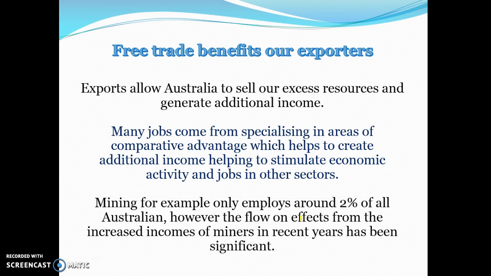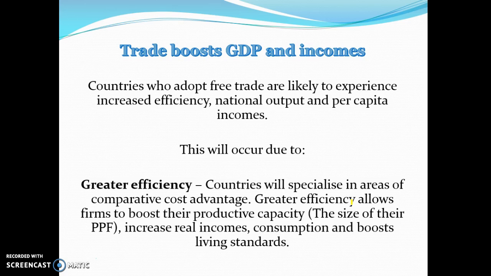So by specialising in areas of comparative advantage and then trading, it helps to grow the size of a lot of our industries where we have comparative advantage because we can sell to foreign consumers. So mining, for example, employs around 2% of all Australians. However, the flow-on effects from the increased incomes have had a big impact on our whole economy. So it's by specialising in comparative advantage, it can help to open up the amount of income generated in certain areas of production, and that has flown through to benefit other industries via the multiplier effect.